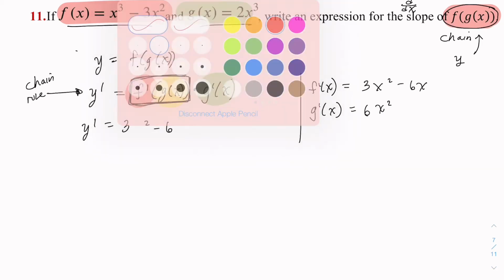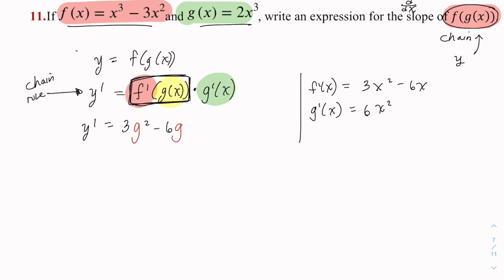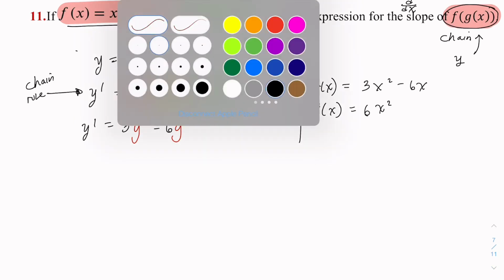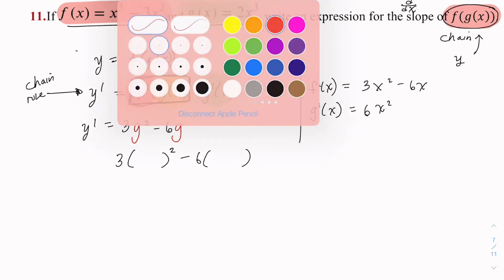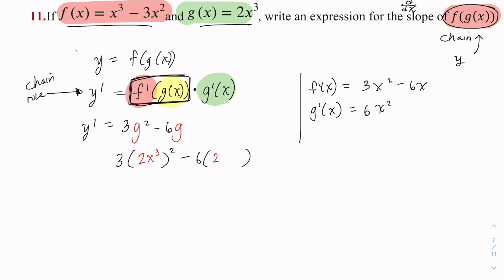You can do it in two ways. You can literally write g in its spot, or when you wrote 3x squared, put parentheses and immediately plug in g, which is going to be 2x cubed. Okay, so that's f prime with g of x plugged in. Now with that, we have to multiply that with g prime of x.